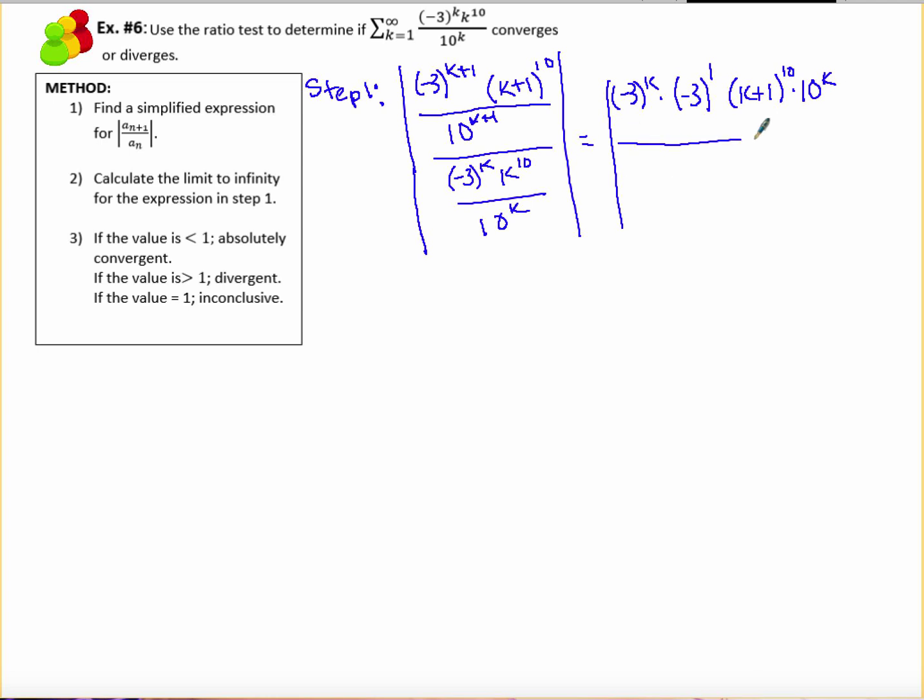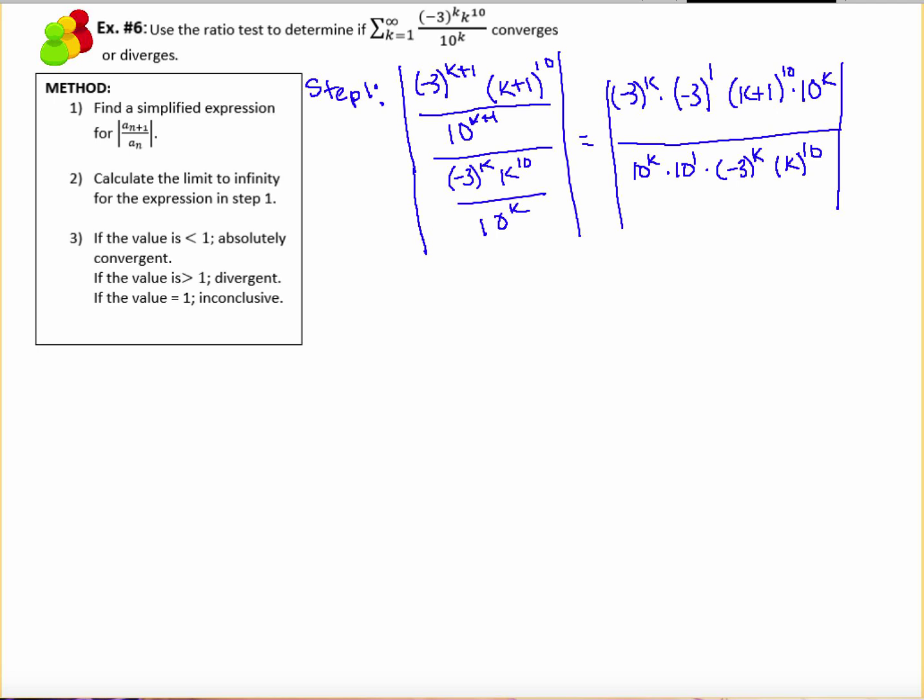All right, now it's time to divide. And we are going to expand these two. When we multiply by the reciprocal, this part is going to end up in the denominator. And this is already in the denominator, so I'm going to expand that exponent out. So I got 10 to the k power times 10 to the first power. And we've got (-3) to the k power and k to the 10th power. Fantastic. Let's finish that absolute value.